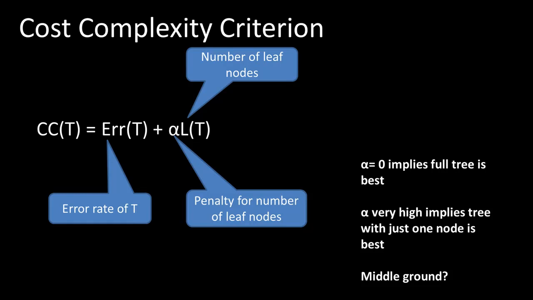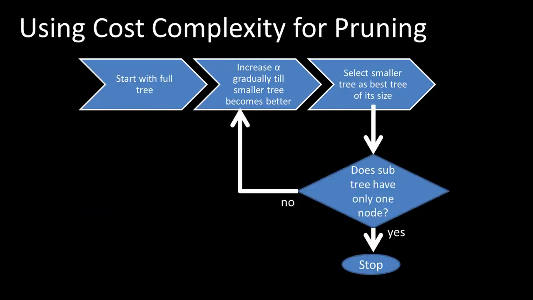And that is really the approach we discussed earlier. Start with the full tree, increase alpha gradually till a smaller tree becomes better. Select the smaller tree as the best tree for its size. Then we see, have we reached a subtree of just one node? Then you stop. Otherwise, continue to increase alpha and so on. This is how you get the best tree for each size, each number of splits. We won't be doing this ourselves because Rattle will do all of this for us behind the scenes.